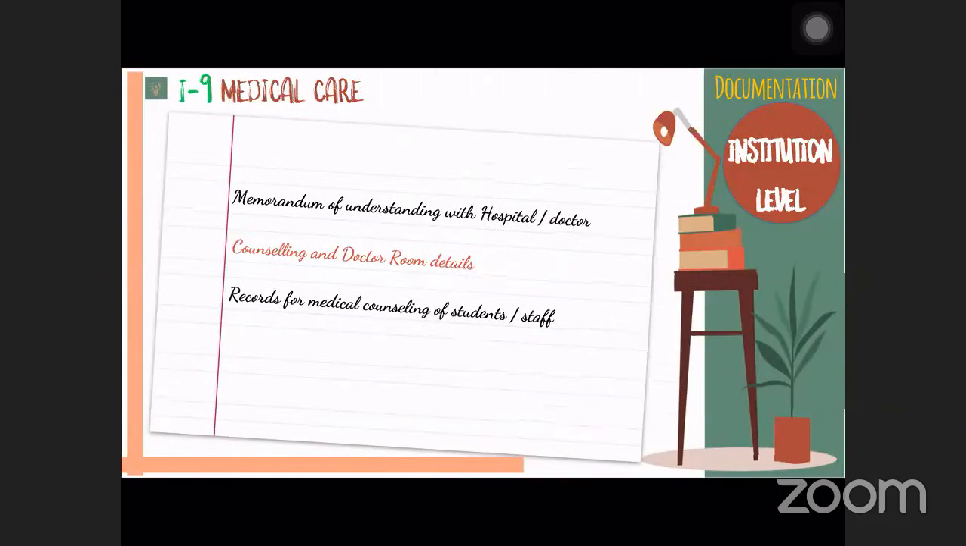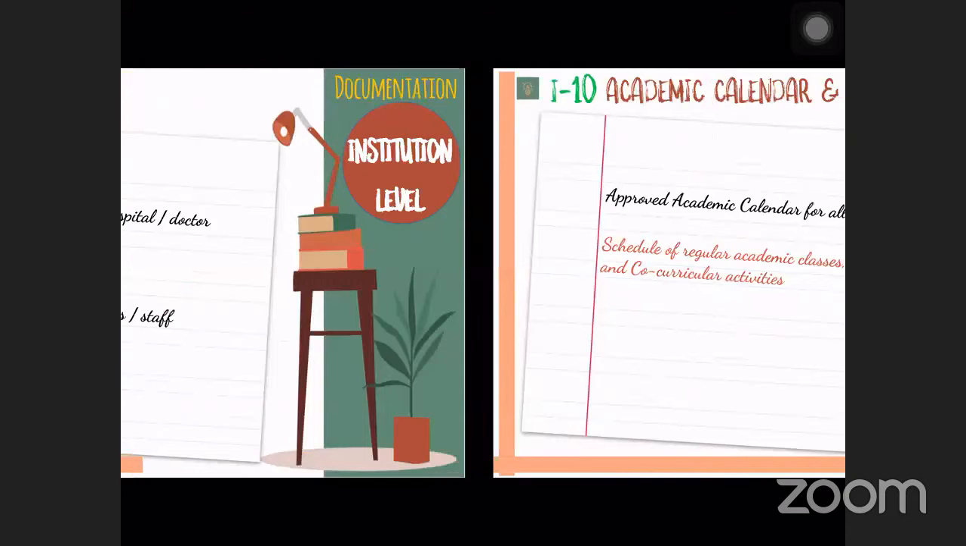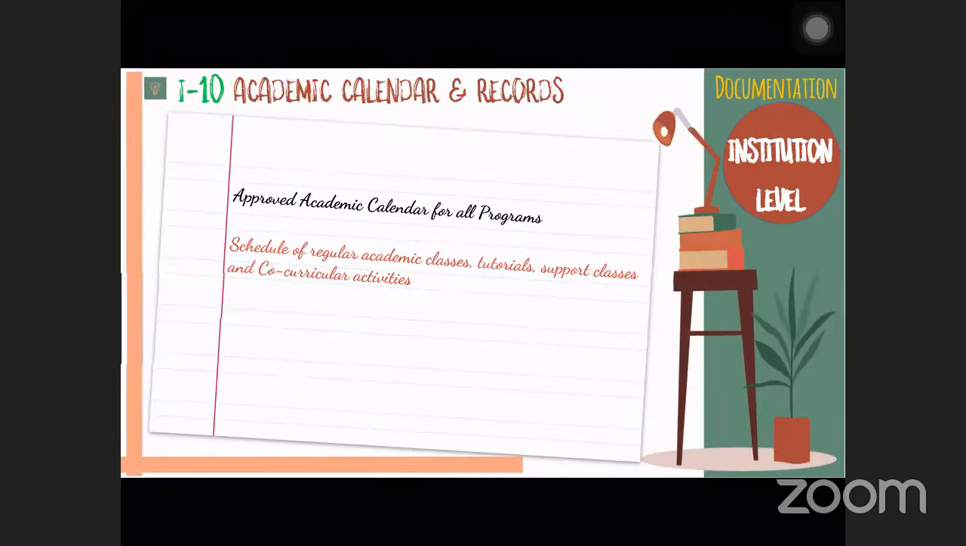Then the medical care, there have to be MOUs with the hospitals or the doctors, and the doctor must be visiting the institution periodically, and there would be medical counseling of the students, and the records of all such medical counseling will go into this particular file. Then academic calendar and records, basically all the approved academic calendars for all the programs in the institution have to be available in this particular file, and the schedule of all the regular academic classes, tutorials, support classes, co-curricular activities and all should be available in this particular file.